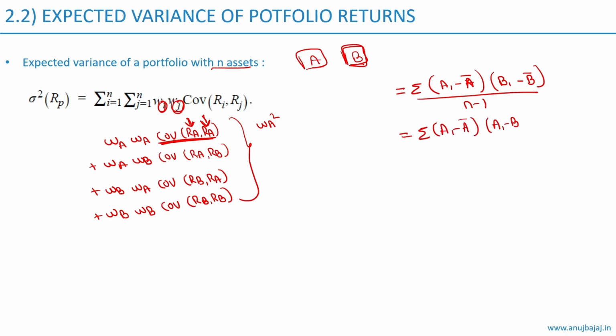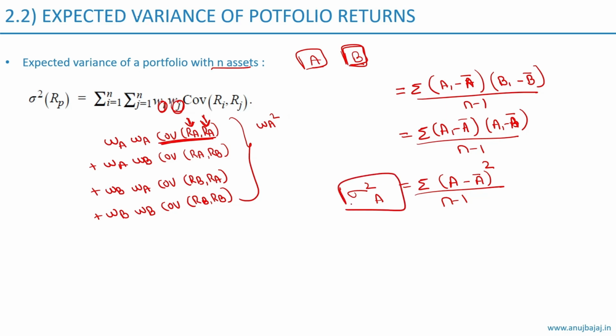So the formula will be asset A's return minus the sample mean of asset A, divided by n minus 1. So we can write it as the summation of asset A's return minus the sample mean of asset A, squared, divided by n minus 1. So this is the same as the variance of asset A. So the covariance of asset A's return with itself is nothing but the variance of asset A. So I will write variance of asset A. These two terms are the same.